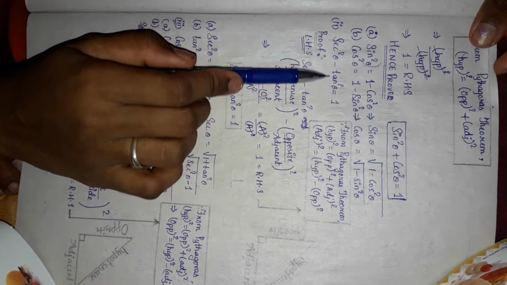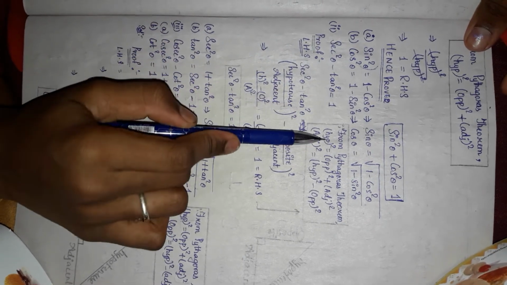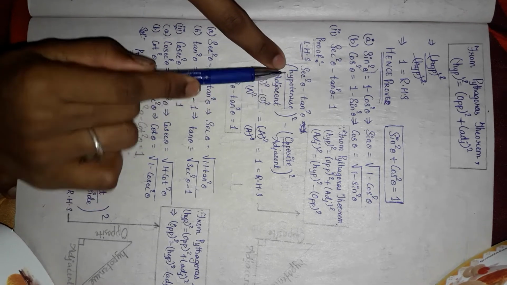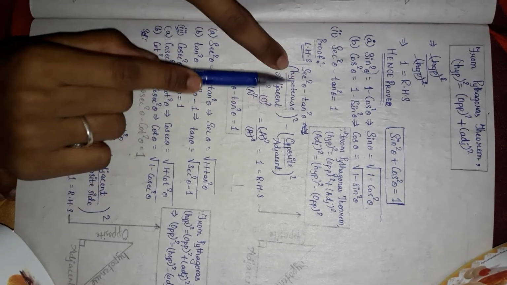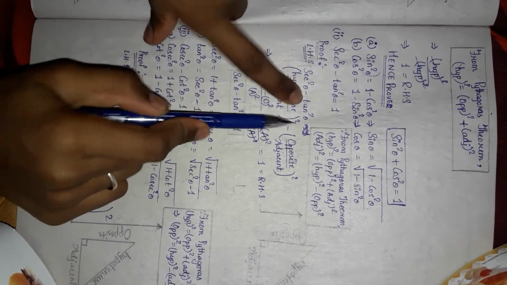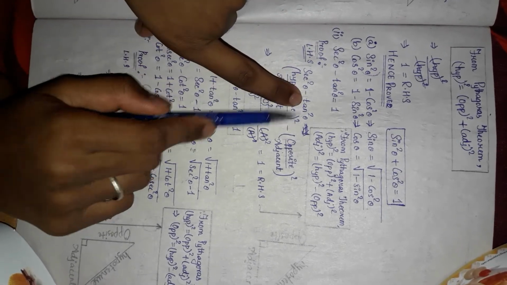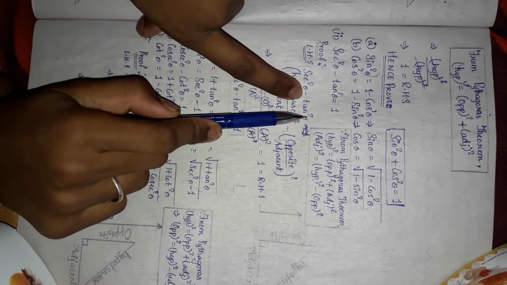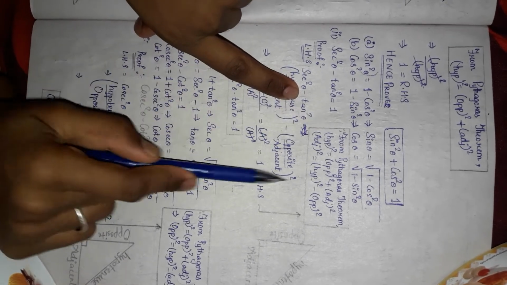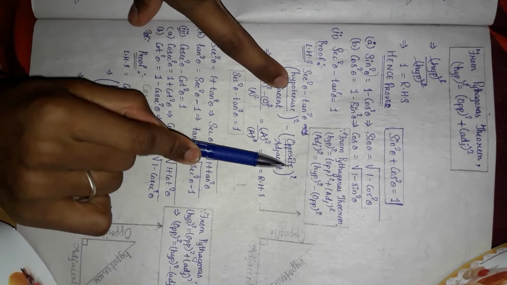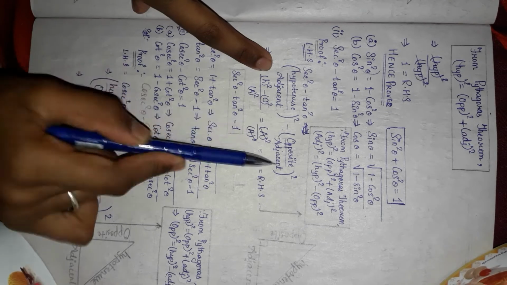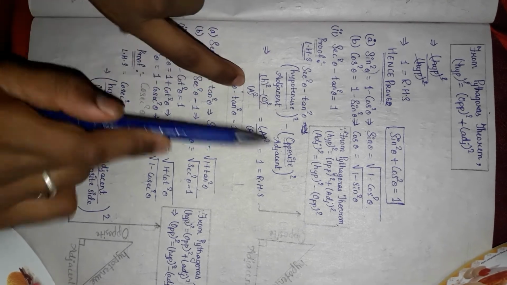Next, sec square theta minus tan square theta is equal to 1. How to prove this? Let's see. Sec theta formula is hypotenuse by adjacent, and this is square, so let's take square. After that, minus as it is, and tan theta formula is opposite by adjacent, then take square, whole square. Hypotenuse square minus opposite square by adjacent square. The denominator is the same, so let's take one adjacent square.